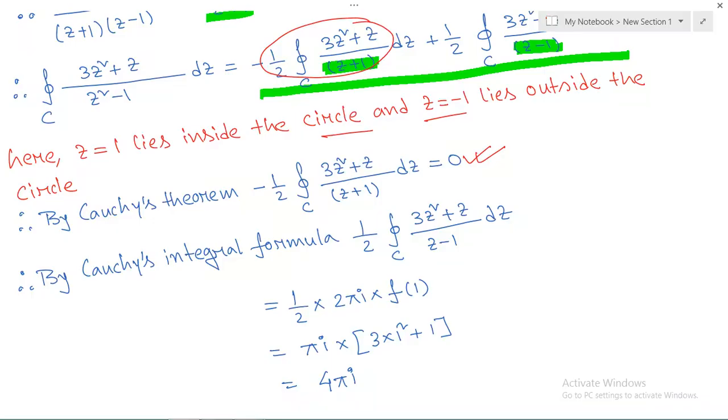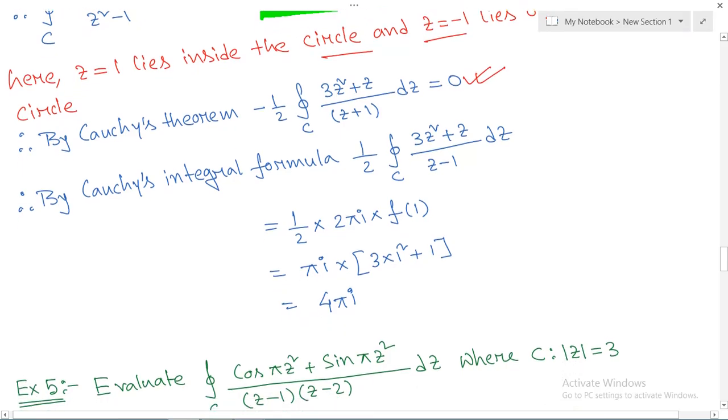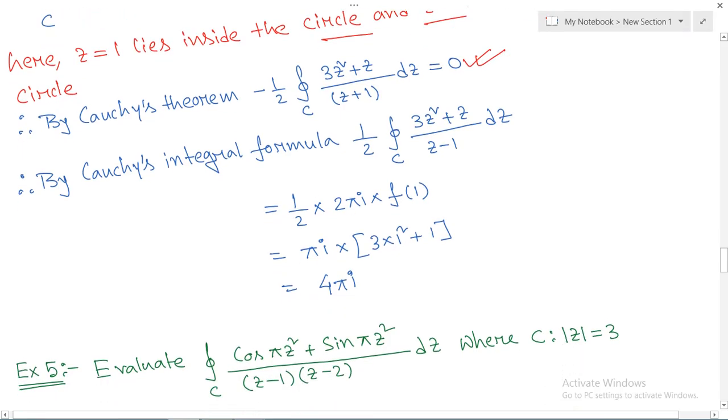Now by Cauchy's integral formula, what do we have? This is 1 by 2 integration of 3z square plus z upon z minus 1 dz. This is going to be 1 by 2 times 2 pi I, where 1 by 2 is coming from here. The value of this integration is 2 pi I into the functional value at that particular interior point, right? So how will we get f of 1? Already I have told you, whatever is there in the numerator in Cauchy's integral formula, that is your function. So 3z square plus z is your function f of z. So put z equal to 1 in this function. We have the answer of this integration as 4 pi I.